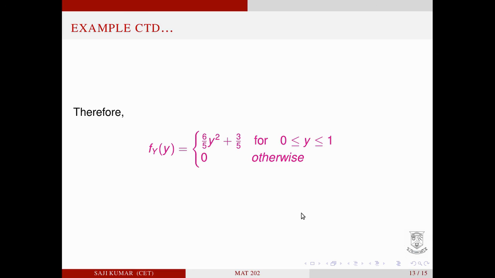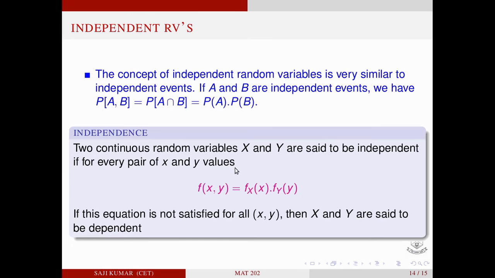Now the standard representation of that marginal density function fy of y is equal to 6 by 5 y square plus 3 by 5 for 0 less than or equal to y less than or equal to 1 and equal to 0 otherwise.